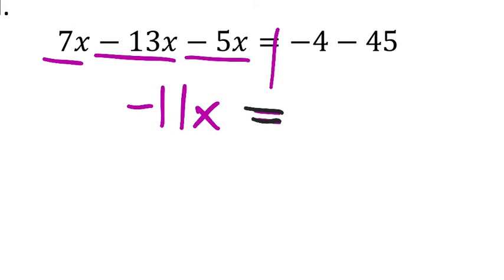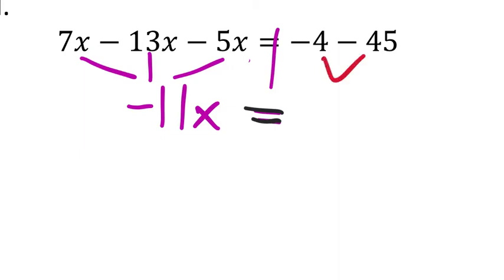Some people underline them. In fact, most of the time I'll do it like this: 7x, negative 13x, negative 5x. And then they all combine into that negative 11x. You could have just typed into the calculator 7 minus 13 minus 5, and then just tacked on your x. That's fine as well. Those all three were like terms to combine, so I did it. And you should do that every time you see that you can with equations. On the right side, we can do the same thing with negative 4 and negative 45. Just put that in the calculator: negative 49, right?